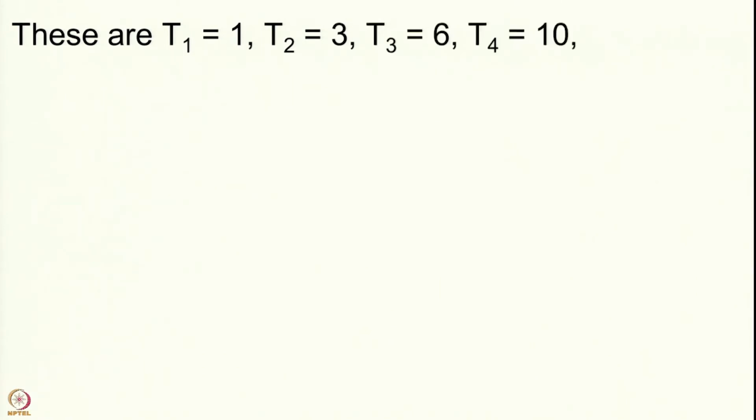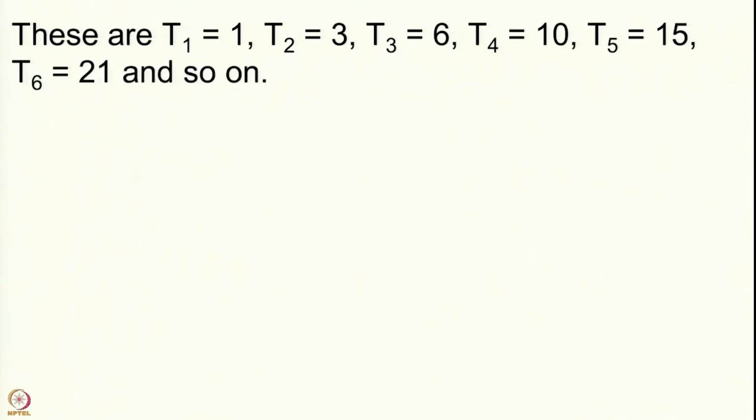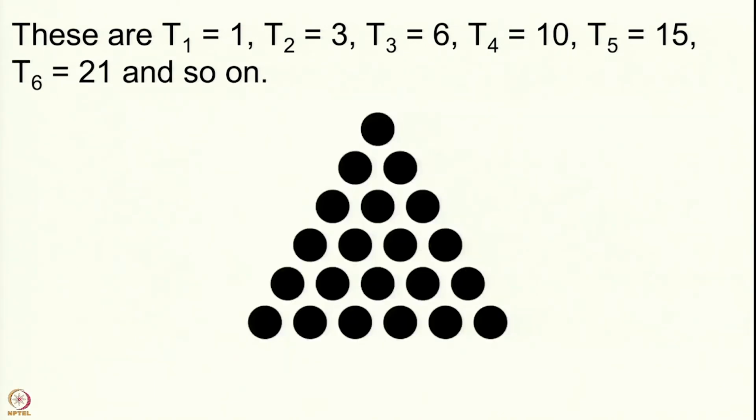We can look at other geometrical figures. Let us start with triangles. We start with triangles. So, we have triangular numbers. These are T1 which is 1, T2 which is 3, T3 is 6, T4 is 10, T5 is 15, T6 is 21 and so on, and let me give you a figure to represent the triangular numbers.